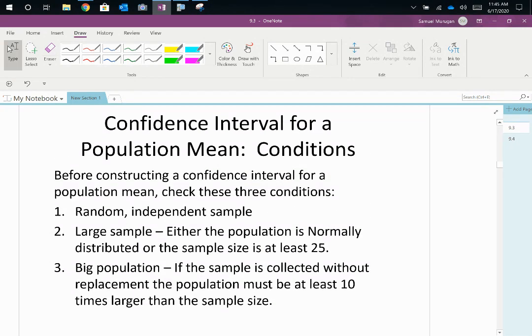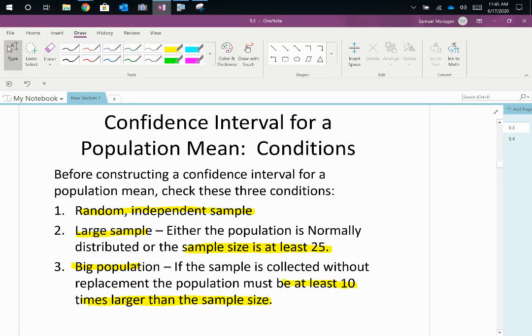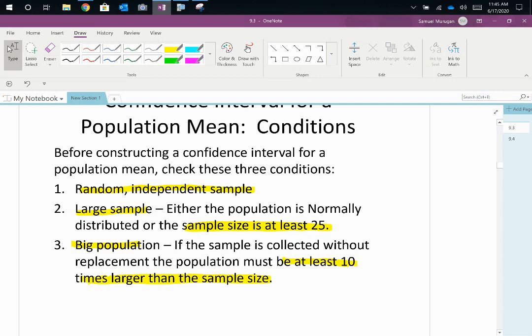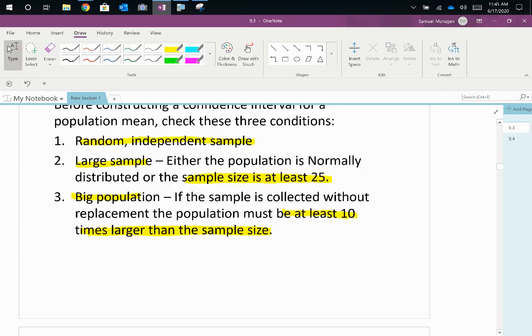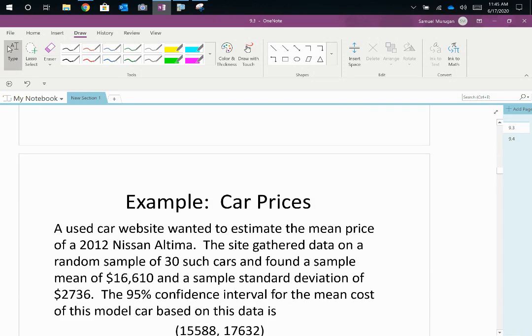As usual, the same three conditions must be met to determine a confidence interval. One, the sample must be random and independent. Two, we must use a large sample, where the sample size is at least 25. Three, the population must be at least 10 times larger than the sample size. In most cases, those are going to be met. If you want to check, that's up to you some of the time.